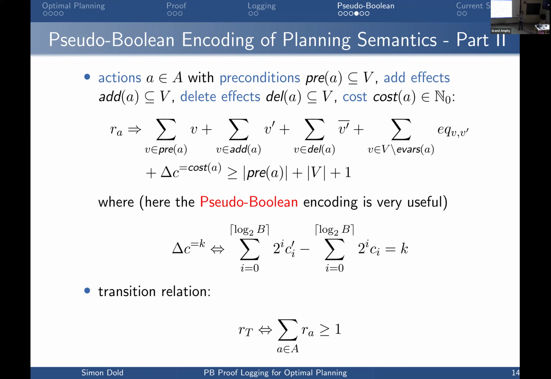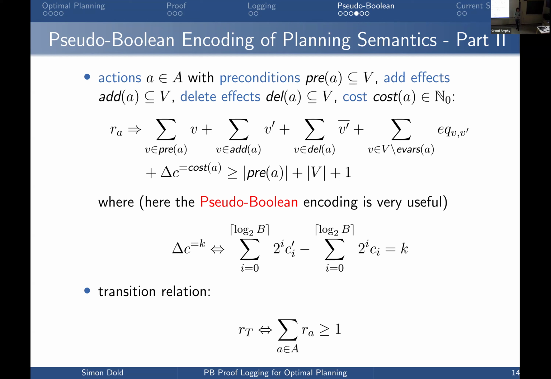And for the successor state, it has to fulfill the post condition. So the things that I have as my add effect, that have to be added to the successors. The things that are in the delete effect, they are not allowed to be in the successor. But for all the others, I have the condition that they stay the same as they were.